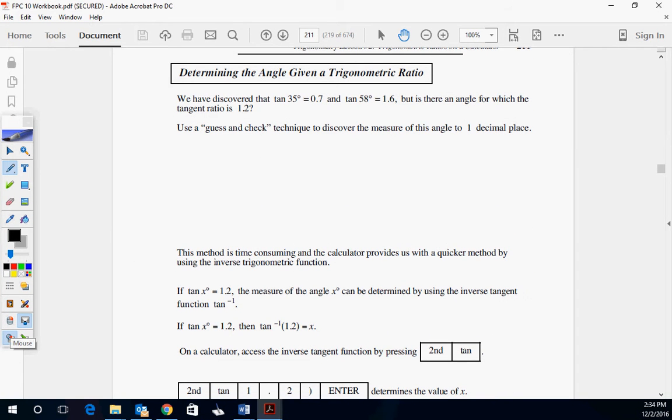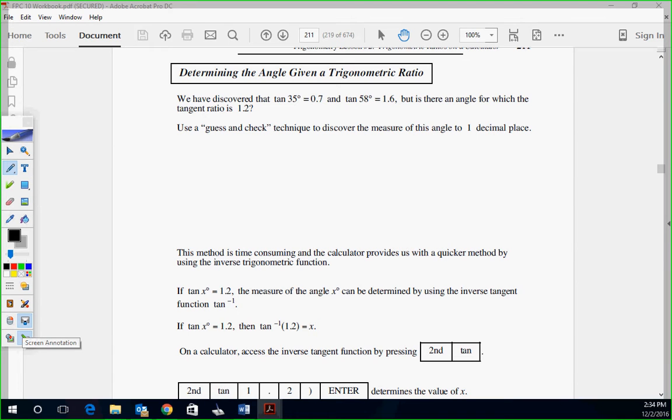All right, so let's look at this. You're going to do the guess and check, and then I'm going to show you how to use your calculator to do it. If we know tan 35 is 0.7 and tan 58 is 1.6, find me what 1.2 is from guess and check. Just try some. Like try tan 40. If I try 40, I get 0.839. We're trying to find 1.2. Tan 50 gives 1.19. I'm really close.